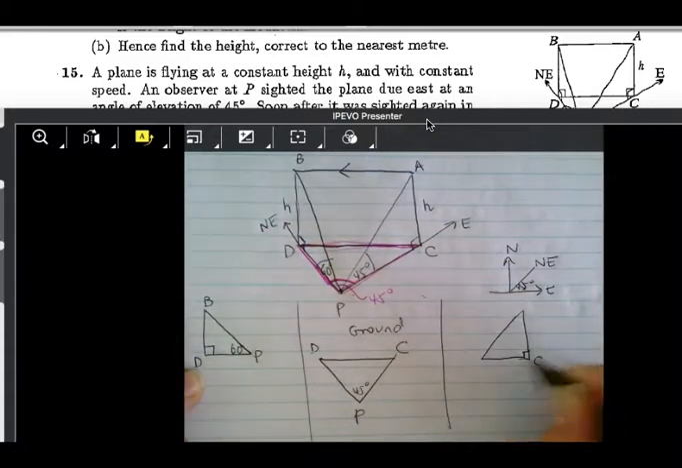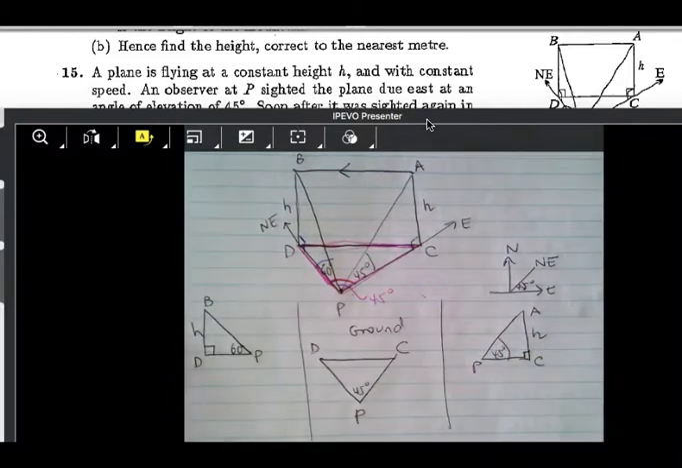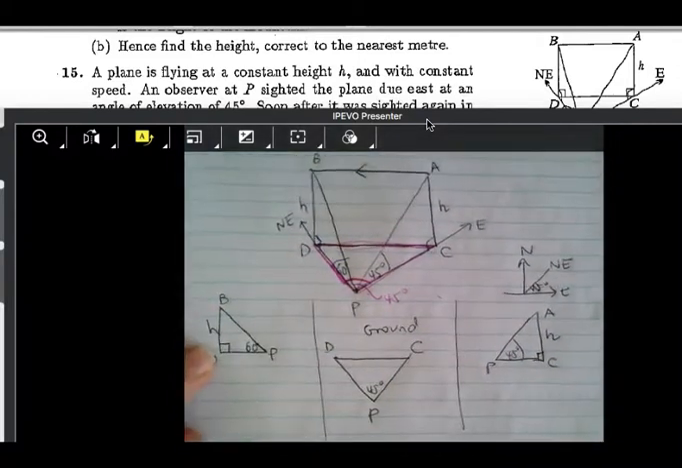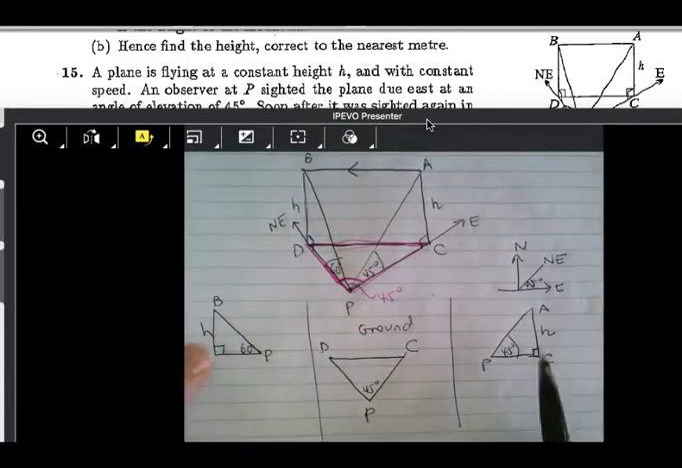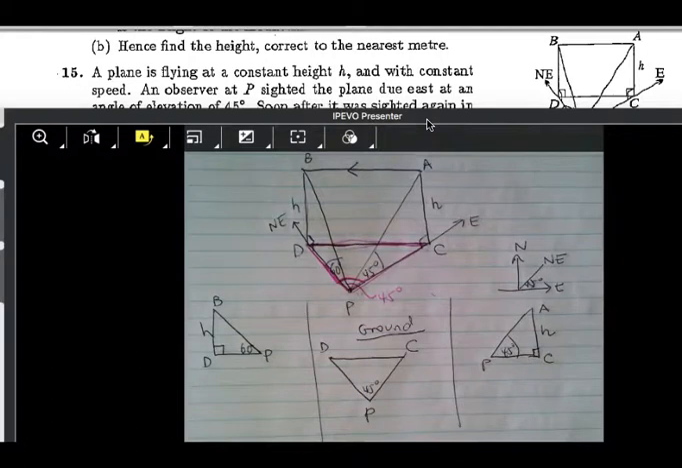The other one is CPA. This is H. This is 45 degrees. That's a right angle. That's also H. So these are the three triangles we're looking at. Elevation triangles, ground triangle. All right.